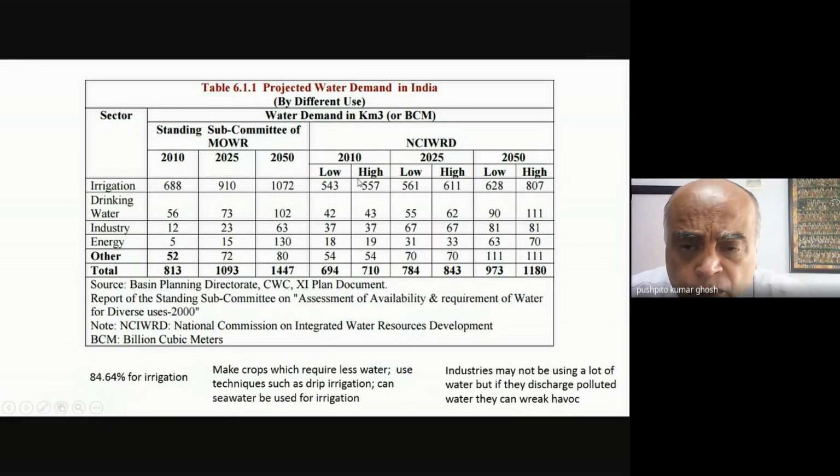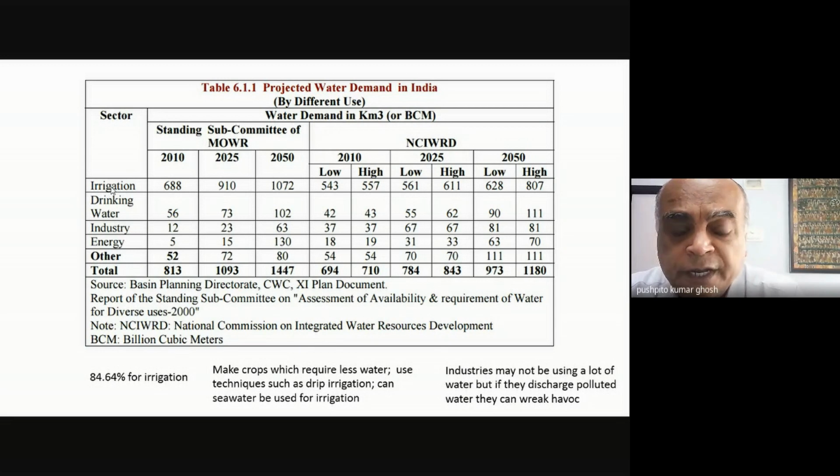Now, let us look at what all these ministries are asked to say, what it is that they will require. How much water will be required for irrigation, for drinking, industry, for energy. You can see these are the 4 main ones, the biggies. Out of this, irrigation takes up 82%, maybe even higher today, of the total fresh water that is available in our country.